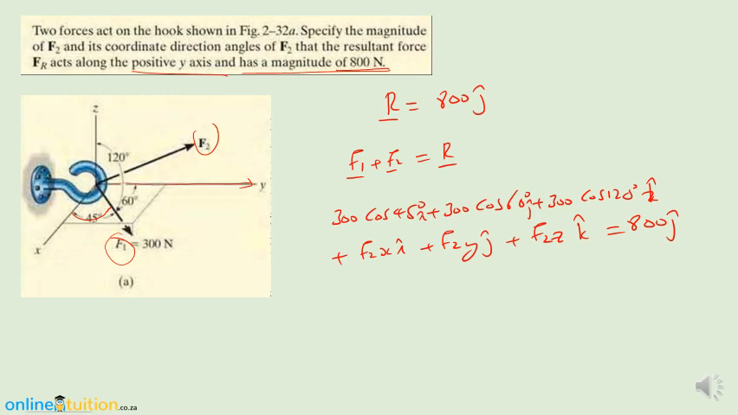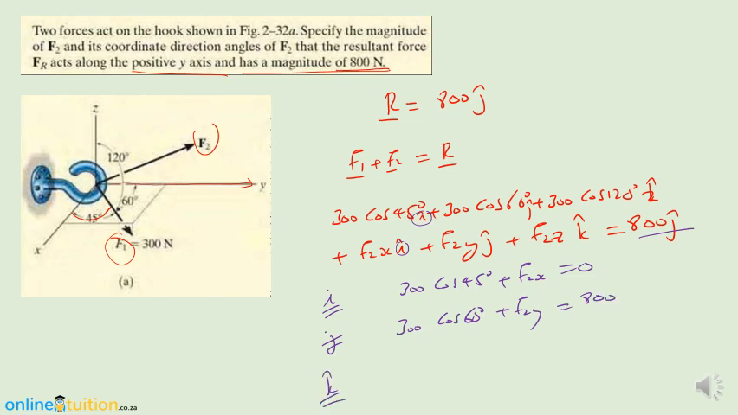And now it's pretty obvious what we're going to do. Compare. There's i, and there's no i on the other side. So if you compare the i components, you're going to get 300 cos 45 plus F2x must be 0. If you look at the j components, you've got to be careful: 300 cos 60 degrees plus F2y equals 800. And the k component, the very last one, is 300 cos of 120 plus F2z equals 0, since there are no k components on the right hand side.